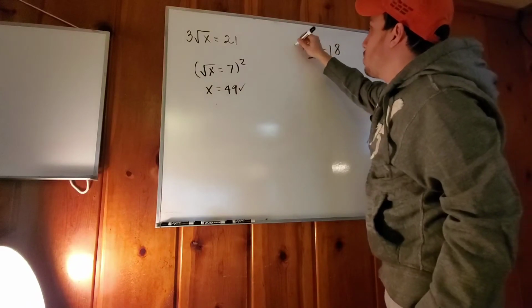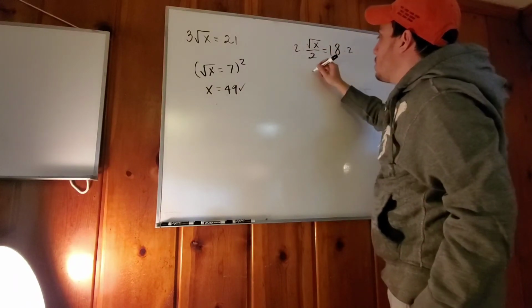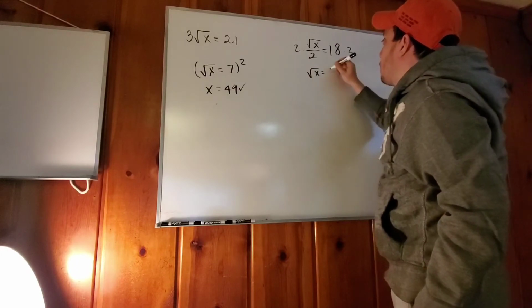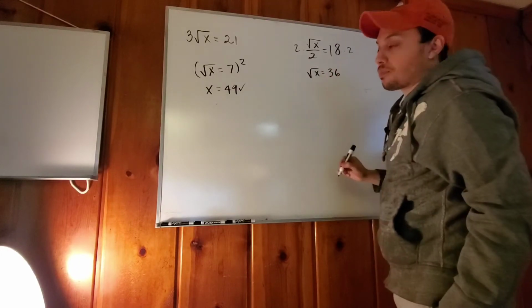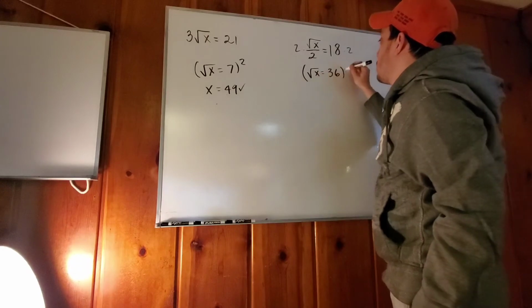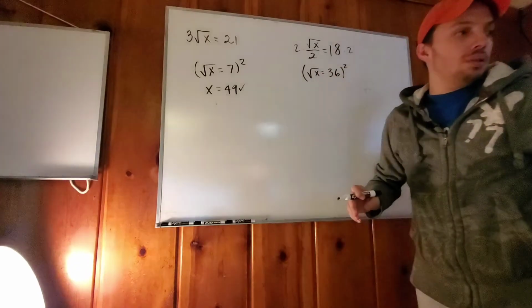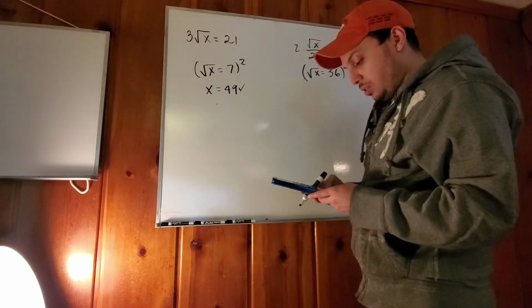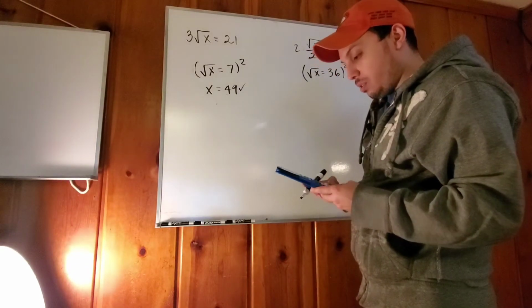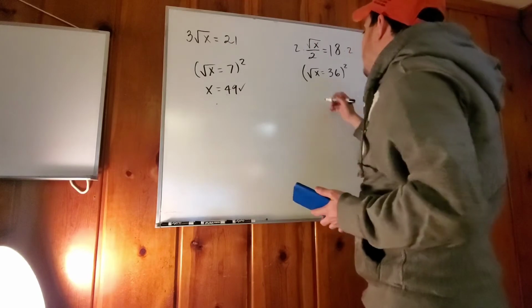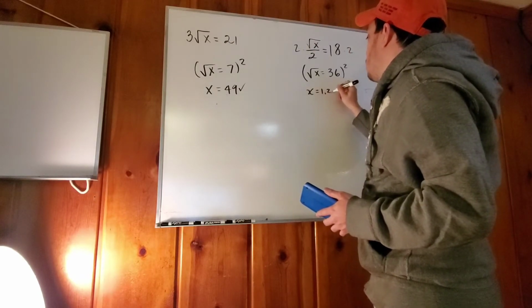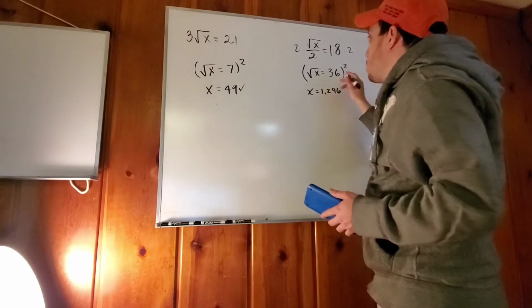What about this one? What I'm going to do is multiply times 2 on both sides. And so the square root of x is going to be 36. We're going to square both sides, and that's why I have my handy dandy calculator just in case. And so 36 squared is 1,296. So x is 1,296. Let's check.